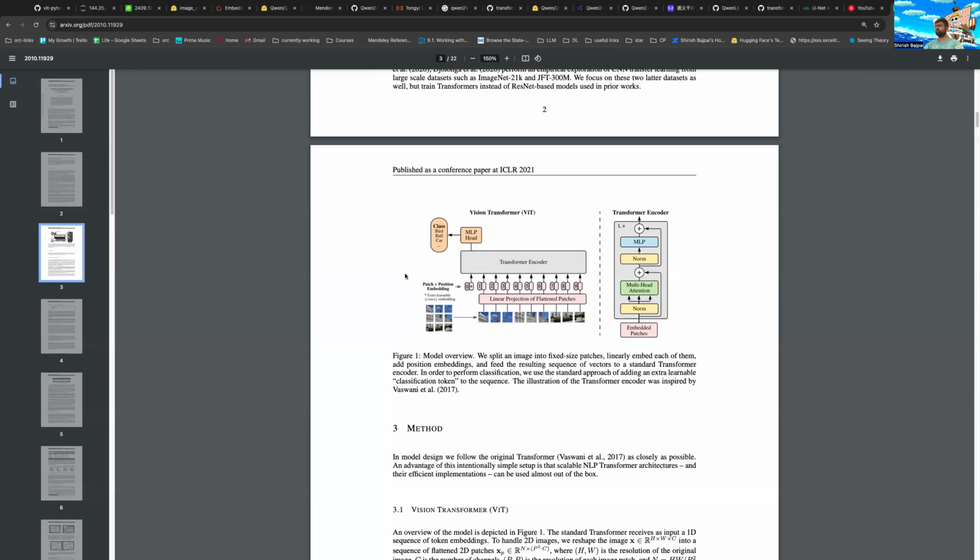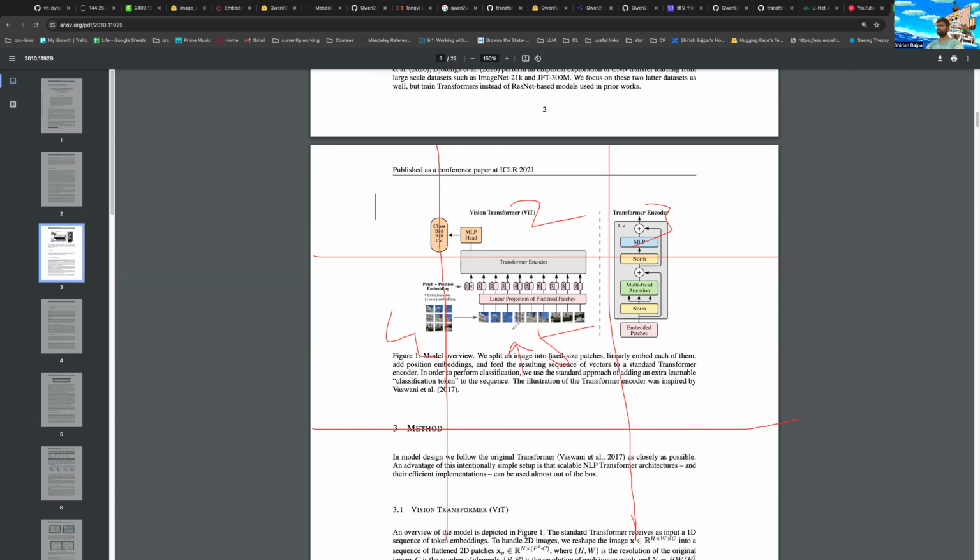But the main thing to notice here is how the image input is being passed. Let's say the paper itself is the image. They just create patches and then linearly arrange them. So this will be patch one, two, three, four, five, and then they pass these into the layers. We'll go into the architecture.